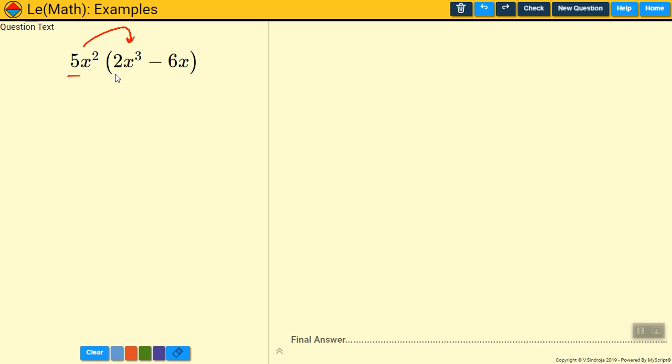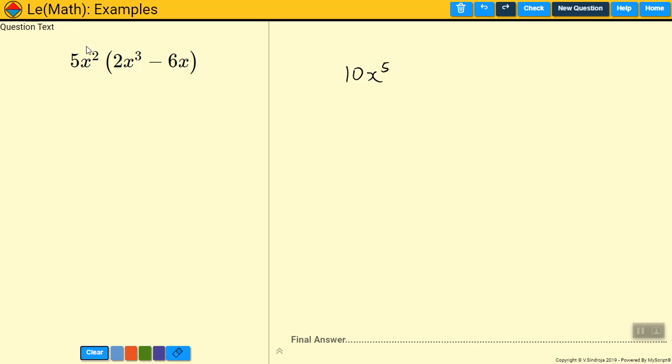So 5 times 2 is 10. But what's x squared times x cubed? Remember your laws of indices. When you're multiplying the same base, you just add the powers. So we're just going to add the powers, the 2 and 3, make 5. So this is x to the power of 5.